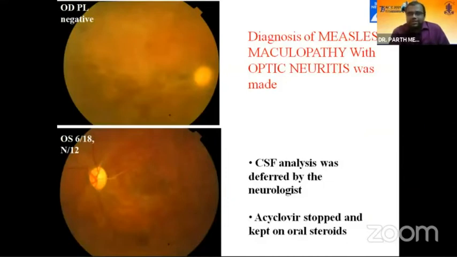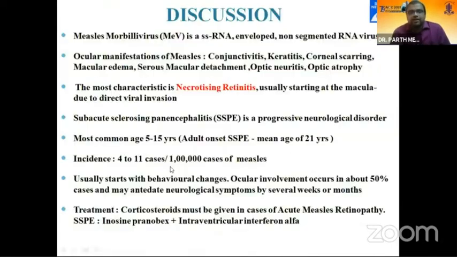A diagnosis of measles maculopathy with optic neuritis was made. CSF analysis was deferred by the neurologist because of lack of further behavioral symptoms, as well as a normal EEG. Acyclovir was stopped and the patient was kept on oral steroids. This is the final fundus photo showing areas of retinal detachment and a moth-eaten appearance of the retina of the left eye with areas of scarring.